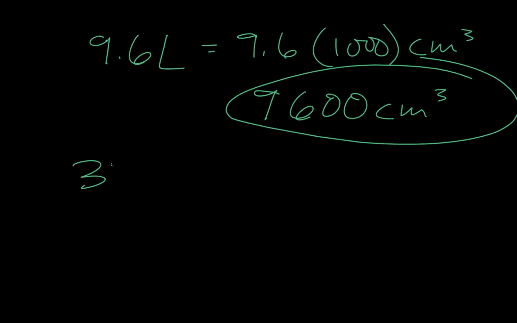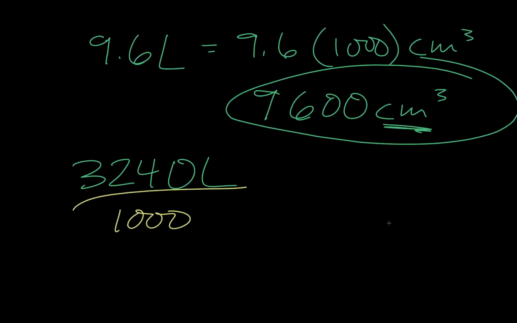Okay, now we have 3,240 liters, and this time they want us to go into meters cubed. It doesn't really tell us why. So we could do it the previous way and change it into centimeters cubed. Possibly because it's such a large number is the only thing I can think of. But if we want to go to meters cubed, we're actually going to have to divide by 1,000.